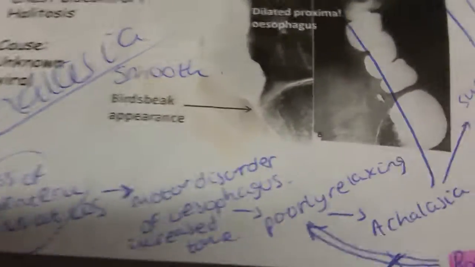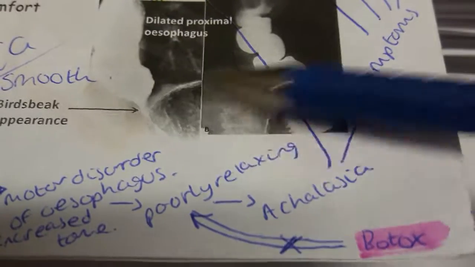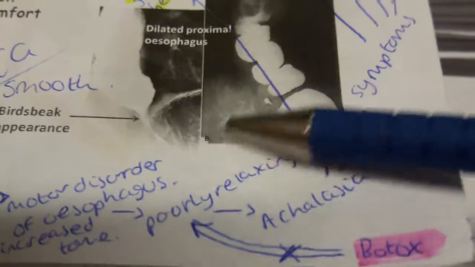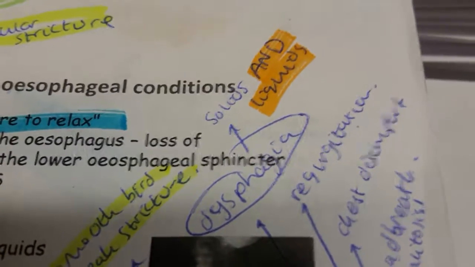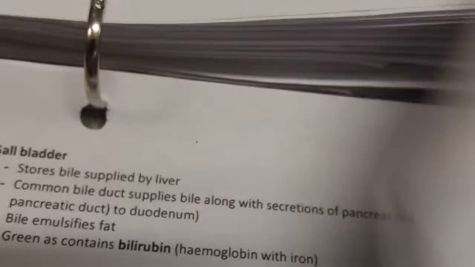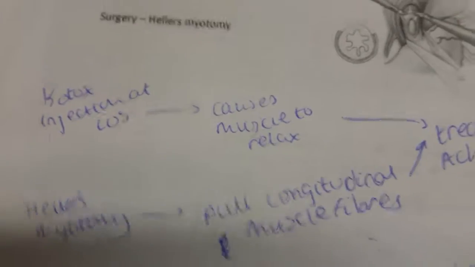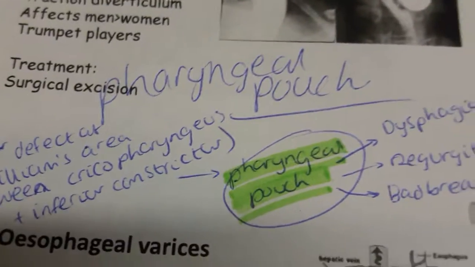If you have the carcinomas, then you won't be able to swallow solids only. We looked at achalasia, which is another disease, with a viral cause, that causes failure to relax, causing stricture, tightening here, and it means you won't be able to swallow liquids as well as solids. You can treat achalasia by Botox to paralyze the muscles, or Heller's myotomy to cut the muscles.